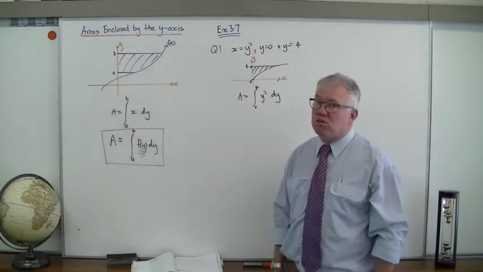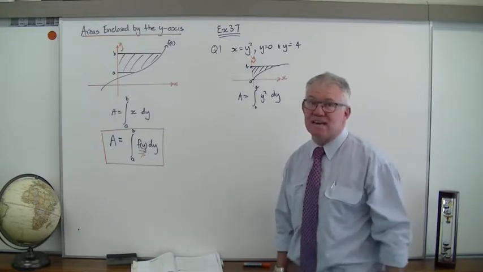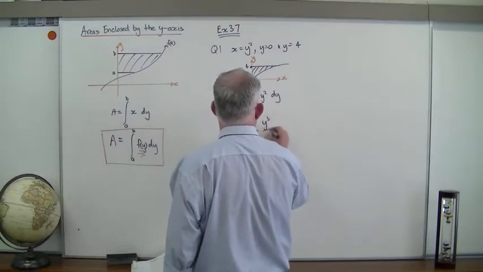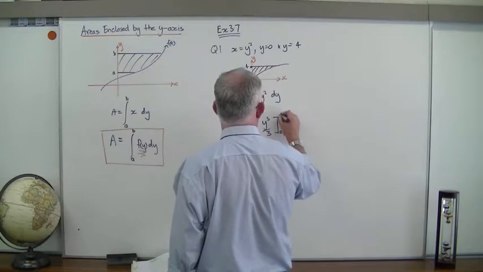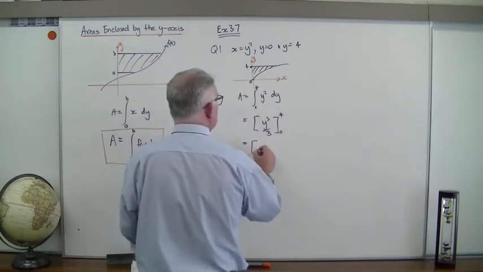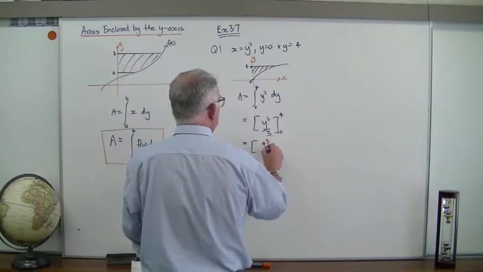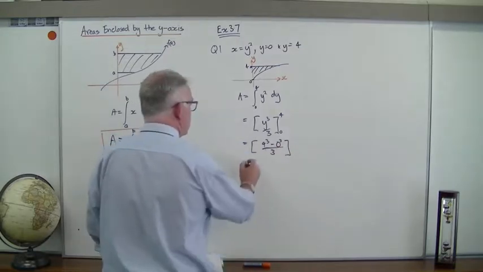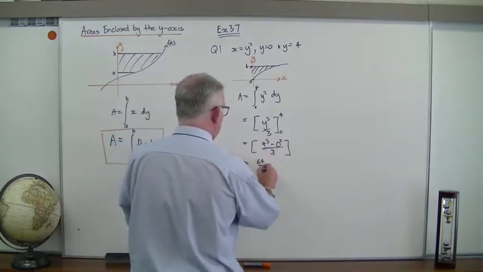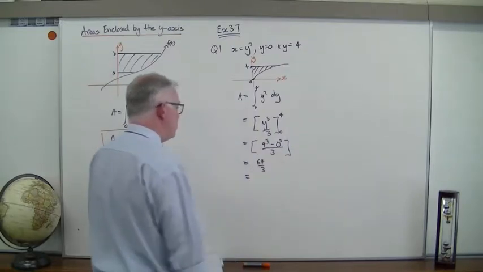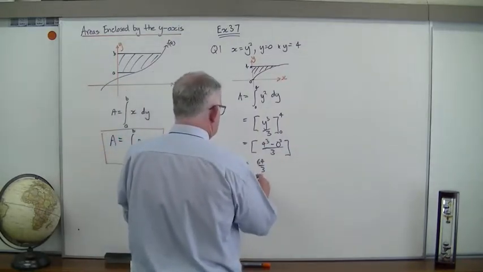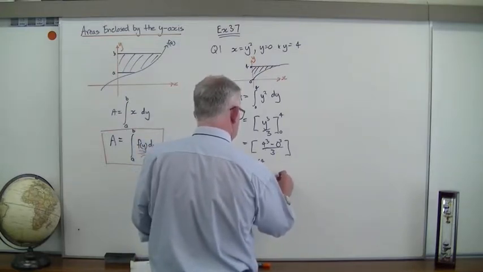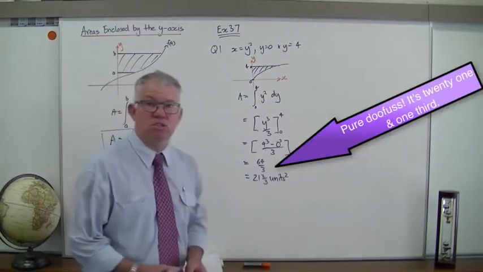And the rest of this, we're using y's instead of x's, but it's exactly the same process. So we'll have y cubed on 3 from 0 to 4, which will give us 4 cubed on 3 minus 0 cubed on 3, and 4 cubed is 64 on 3, which is probably going to come out as 21 2/3 in your textbook is my guess. Units squared. Done.